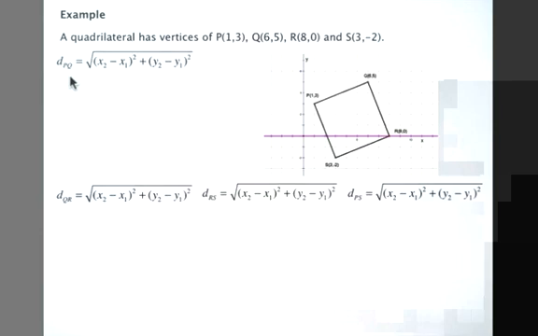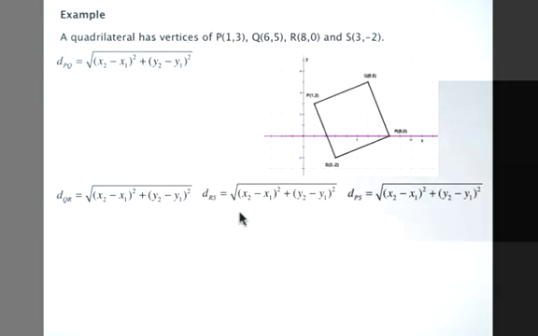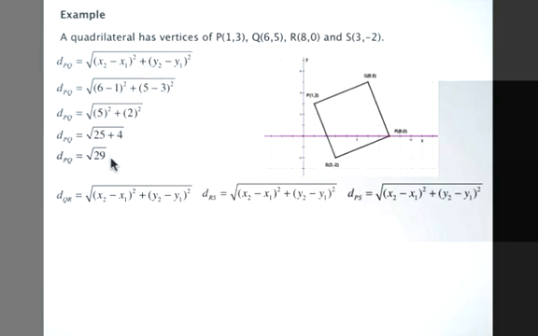So we have to do 4 different length calculations. So we'll write our formula 4 times, once for each segment. So side PQ, we're going to sub in 6 minus 1 squared and 5 minus 3 squared. 6 minus 1 is 5, 5 minus 3 is 2, 5 squared is 25, 2 squared is 4, 25 plus 4 is 29, so the length of side PQ is root 29.